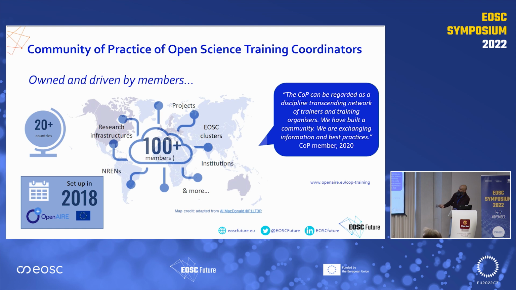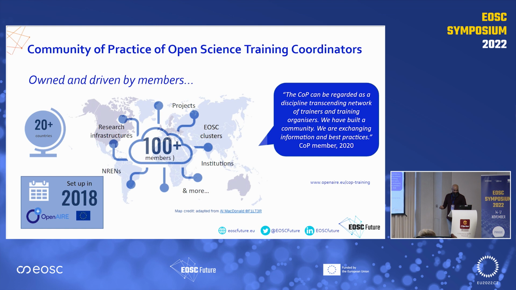So, moving on, another bit of work that we've been doing is in collaboration with this group called the Community of Practice of Training Coordinators in Open Science. This is something that was initially set up by OpenAIRE, but we try not to make it exclusively about OpenAIRE. It is a completely open group, and anyone is welcome to join us. You just need to email either me or Helen to do so. And we have more than 100 members currently, and some people are even outside of Europe.